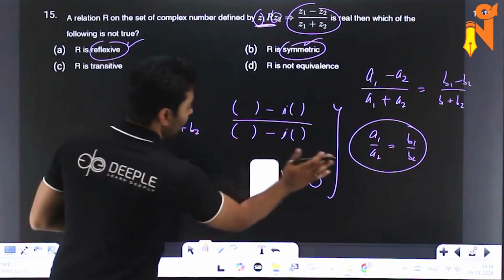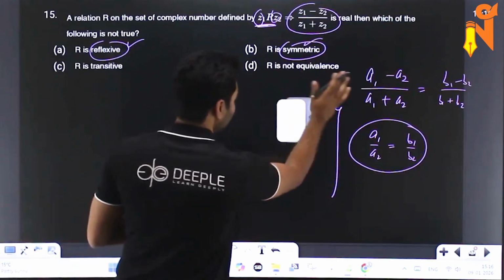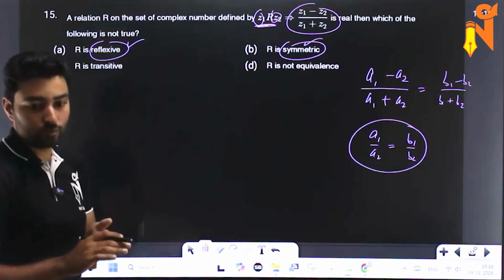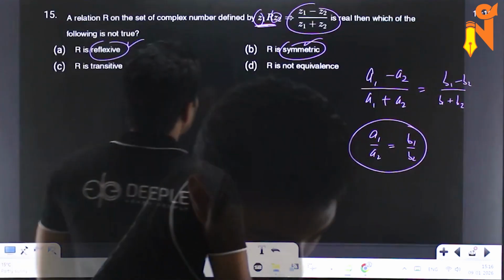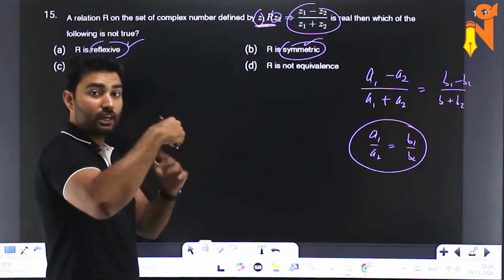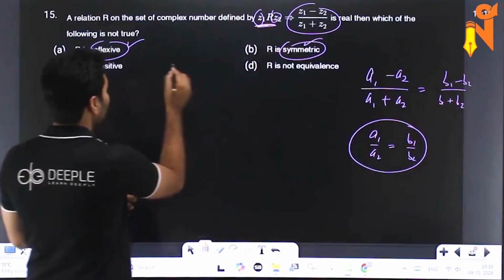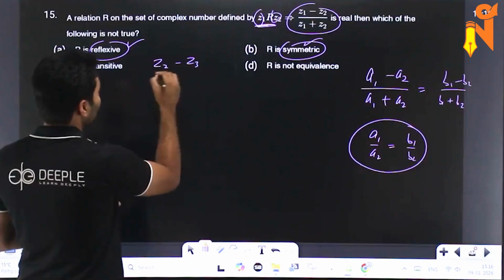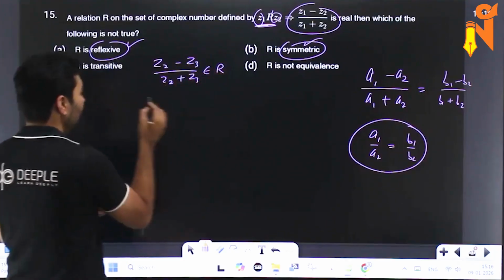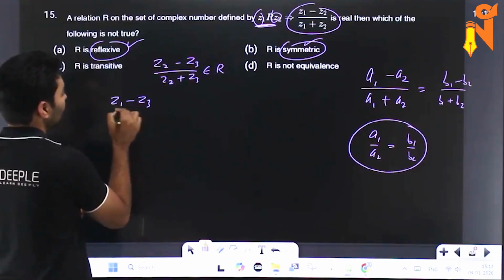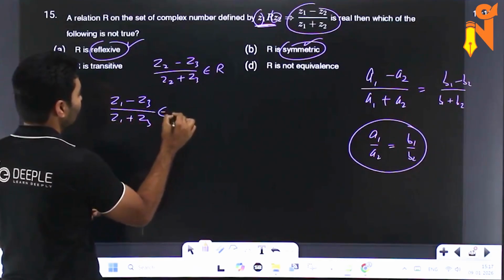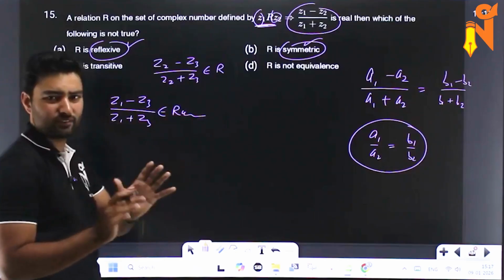Now what is the basic fundamental of transitive? How to check transitive? We will put z2 minus z3. So z1 relation z2, then z2 relation z3, in the same way. So if z1 minus z2 upon z1 plus z2 is real and z2 minus z3 upon z2 plus z3 is real, that means z1 minus z3 upon z1 plus z3 is also real.